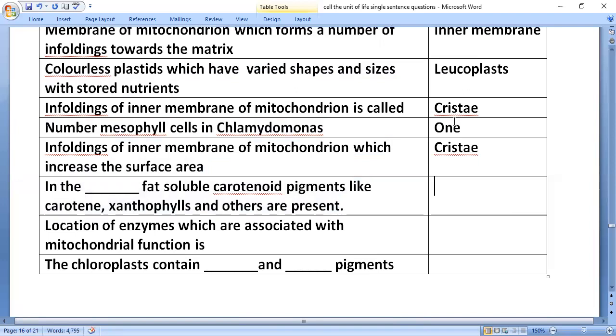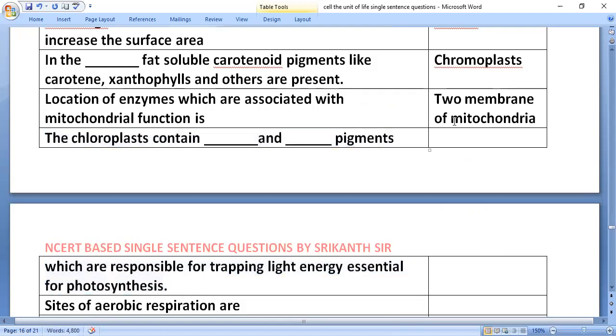Fat-soluble carotenoid pigments like carotene, xanthophyll and others are present in chromoplast. Location of enzymes which are associated with the mitochondrial function: the two membranes of mitochondria. The chloroplast contains chlorophyll and carotenoid pigments. Sites of aerobic respiration are mitochondria.